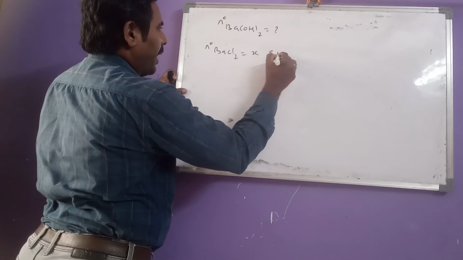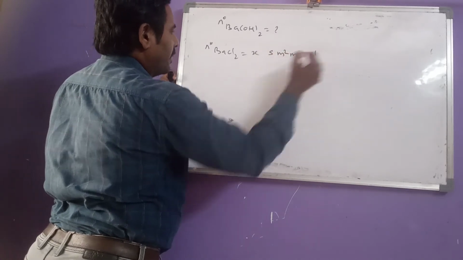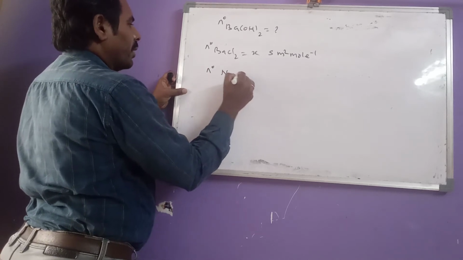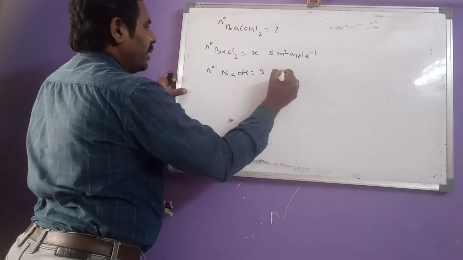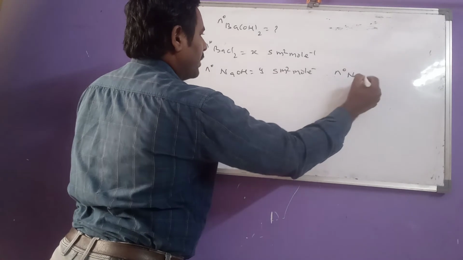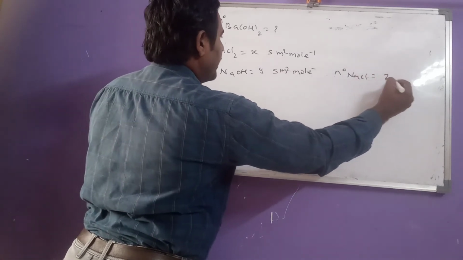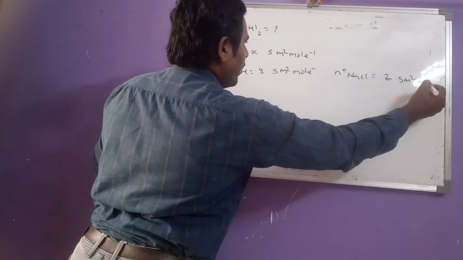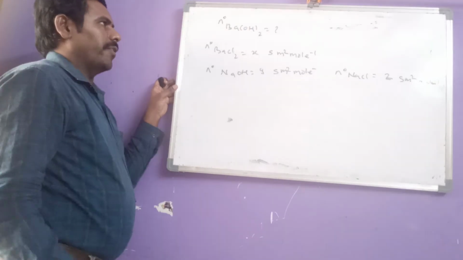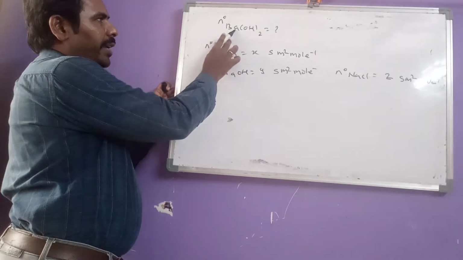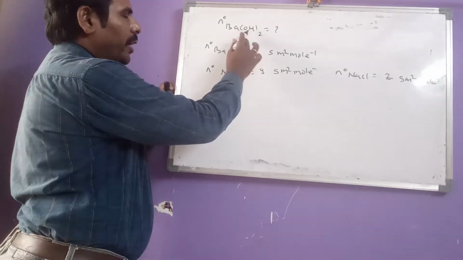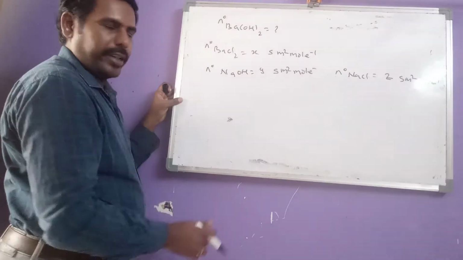Of course, units Siemen meter square mole inverse, and Λ° NaOH value is Y, Siemen meter square mole inverse, and Λ° NaCl value also they give as Z, Siemen meter square mole inverse. So we have to calculate Λ° Ba(OH)2. See here, one barium and two OH groups we need. So to get Ba(OH)2, what we need to do here?